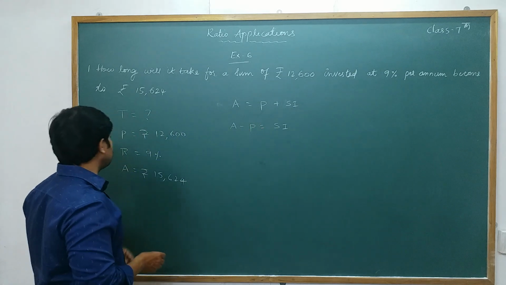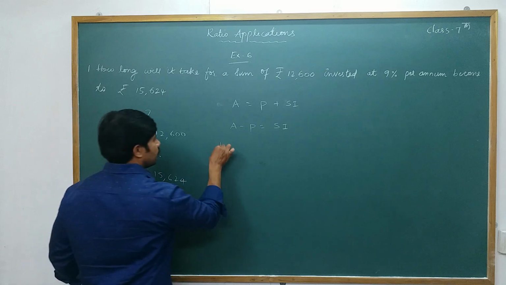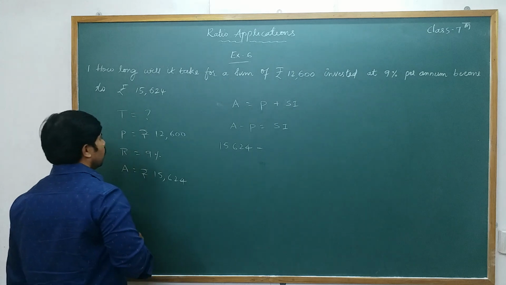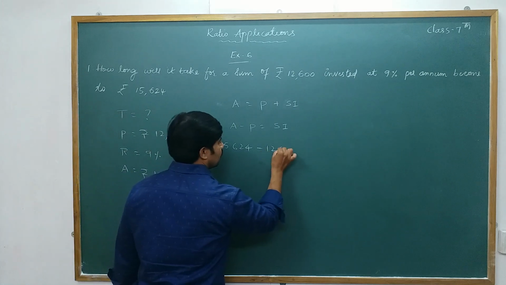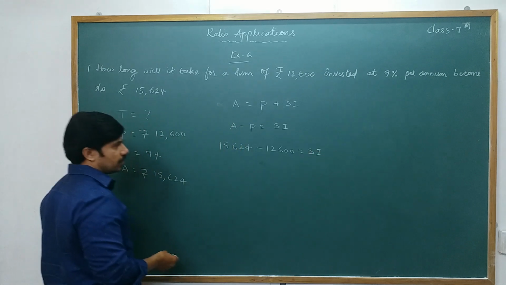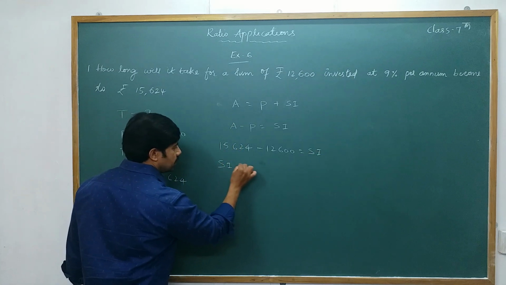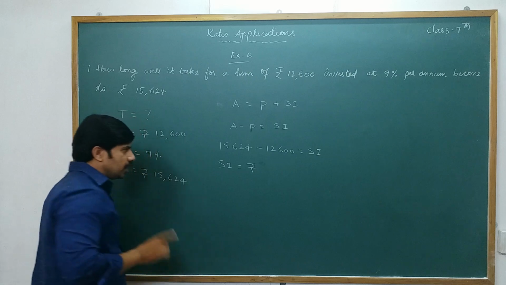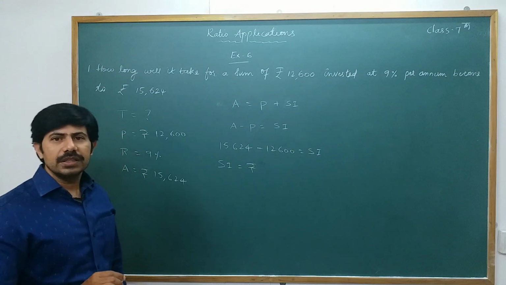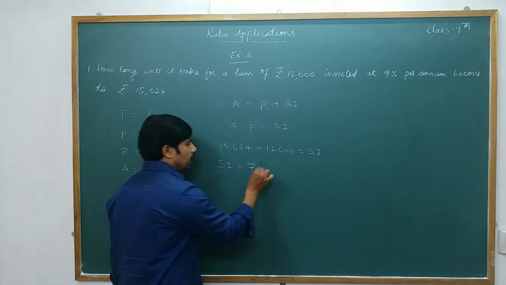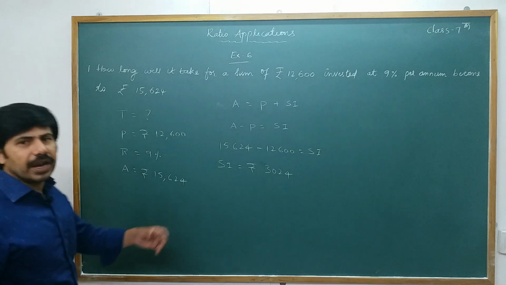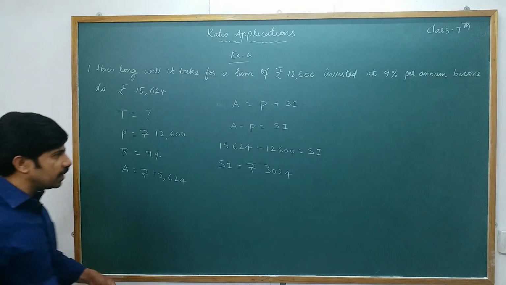So what is amount we have? Amount is 15,624 minus principal is 12,600. Now we get the simple interest, right? So the simple interest is rupees, see, 15,624 minus 12,600 is 3024. So simple interest is rupees 3024.